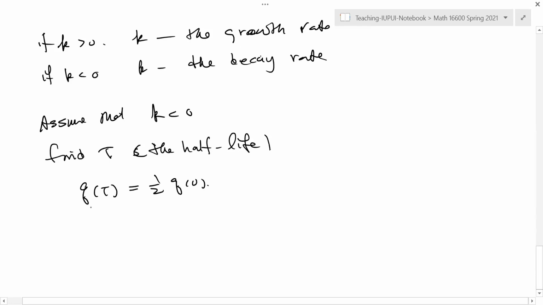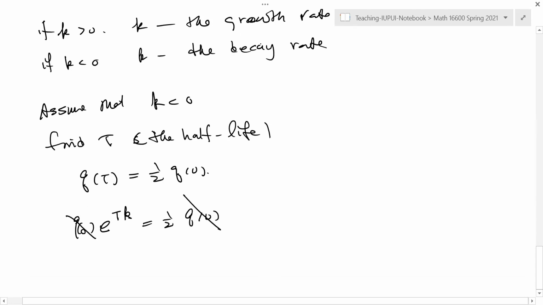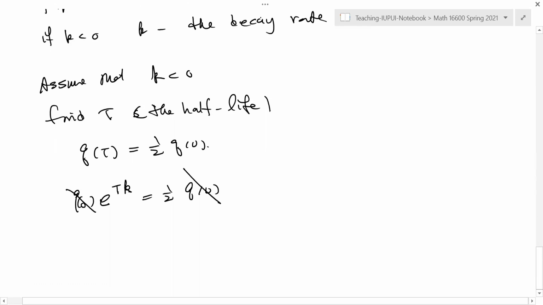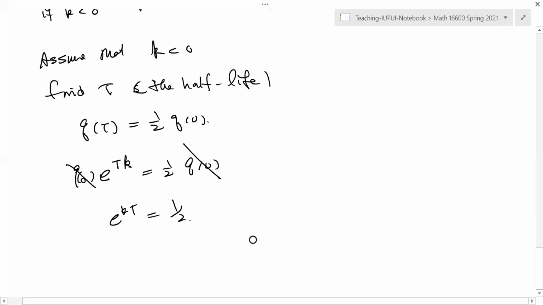So the left-hand side is going to be Q naught, e to the capital T k, and half of Q naught there. You will find out the half-life is independent of the initial quantity. So it's given by this formula, okay? And you can solve for t if you know k. Sometimes you are given t, sometimes you are given k. Then you can determine one of the values.